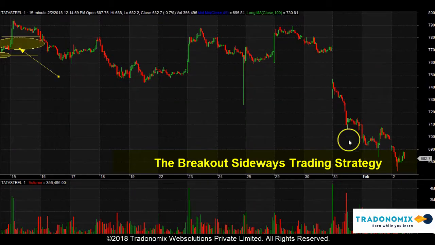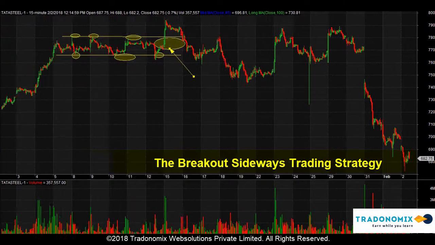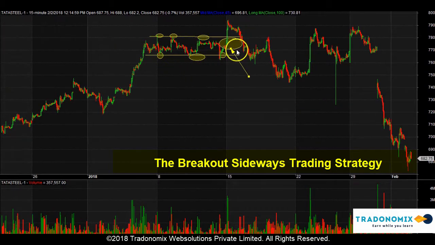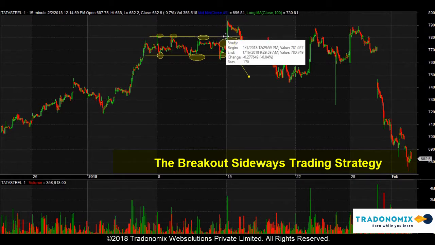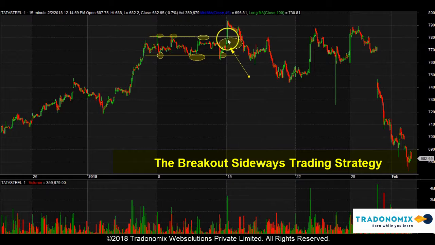Let's see if you are an intraday trader. How does it work? See the 15 minutes chart. How does it look? The 15 minutes chart is this. Do you have an entry here? Well, no, because if you take an entry at the break of the resistance of this sideways range, we again have this as the stop loss. The stop loss is somewhere around 760 and your entry is somewhere around 780.